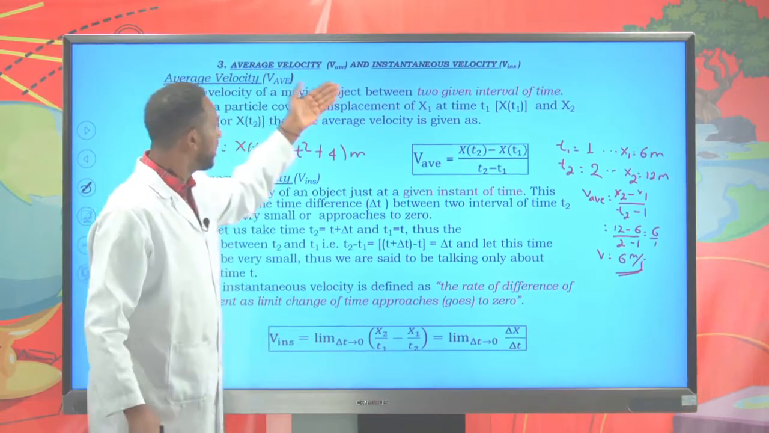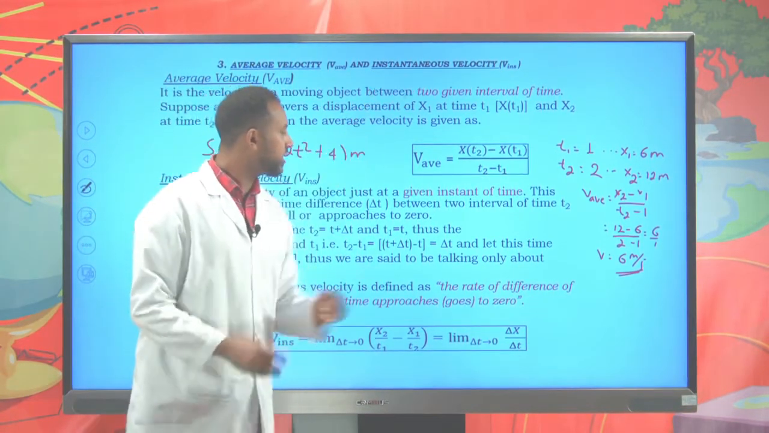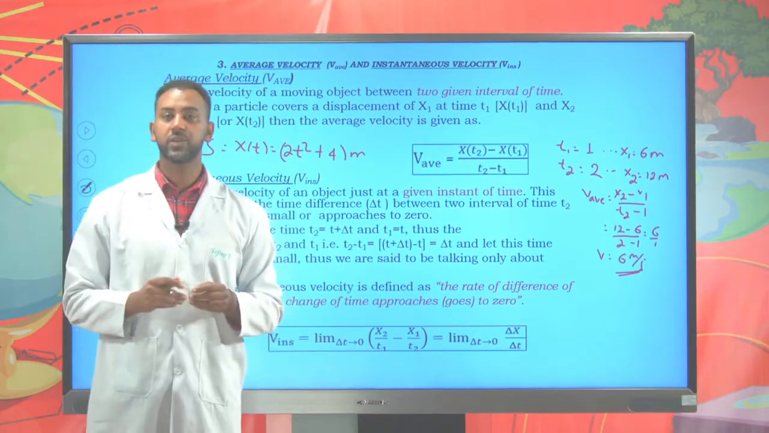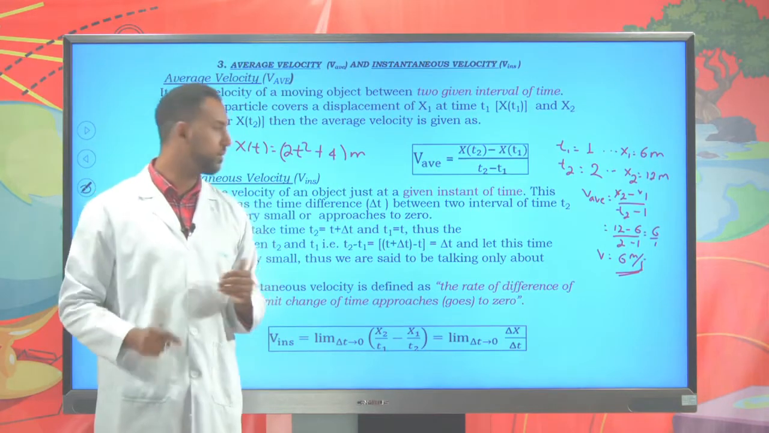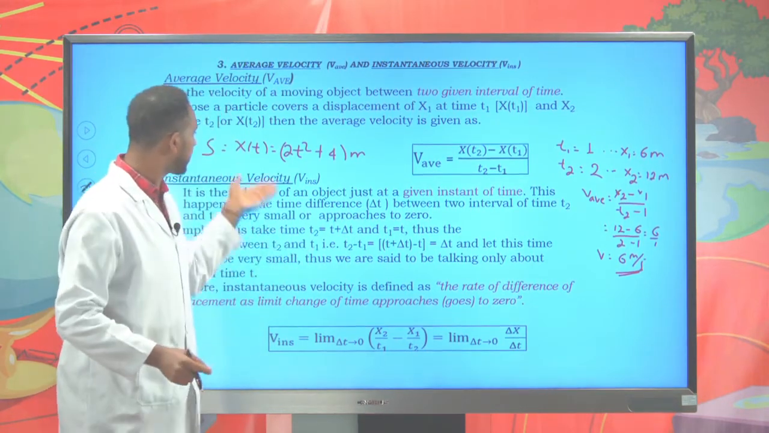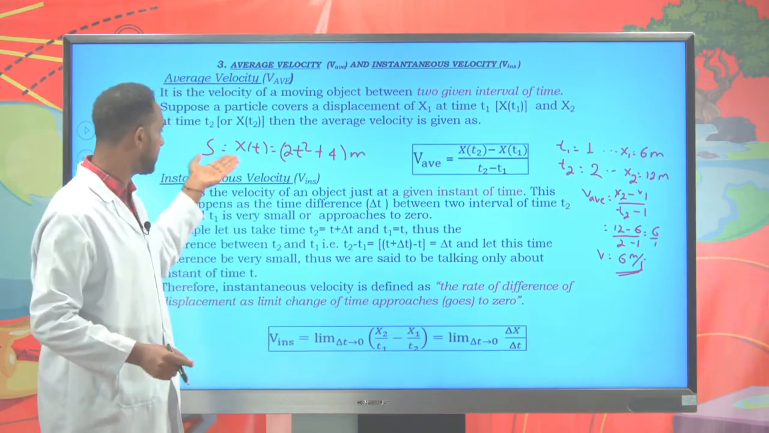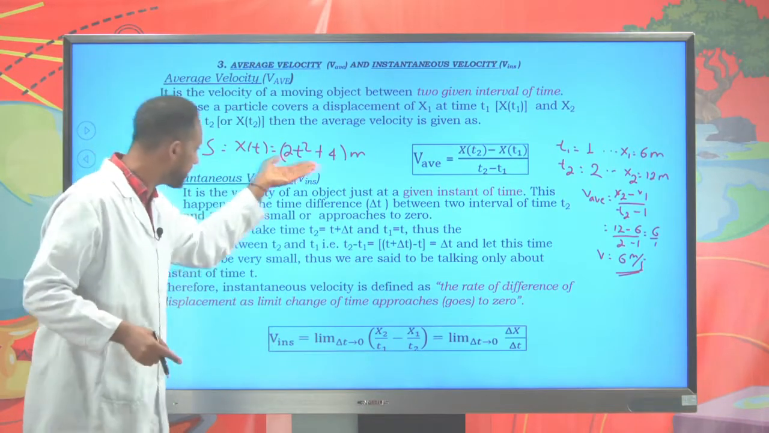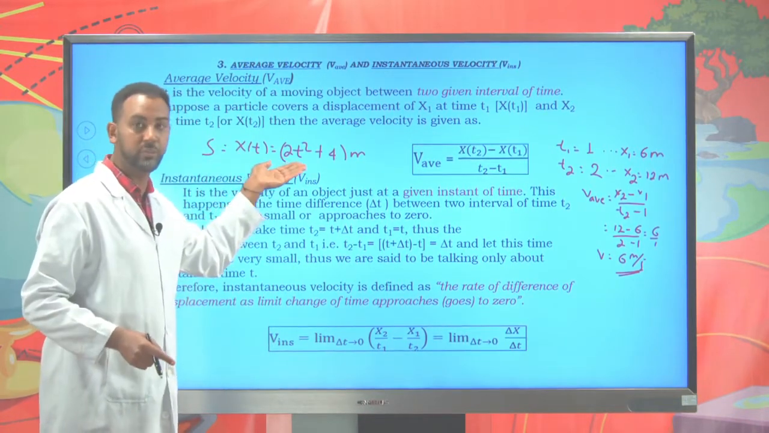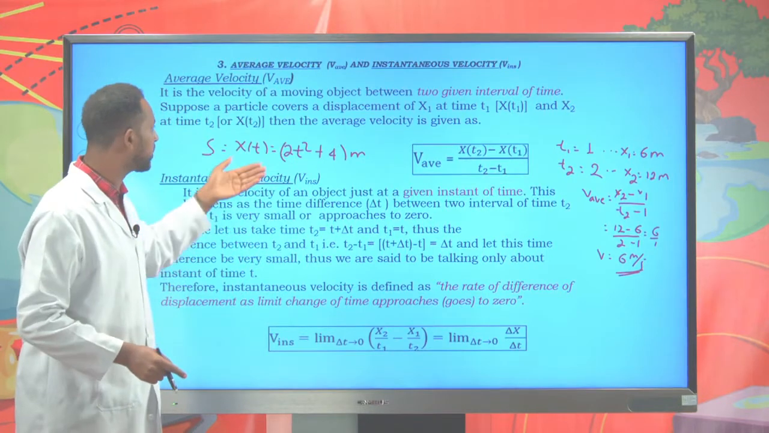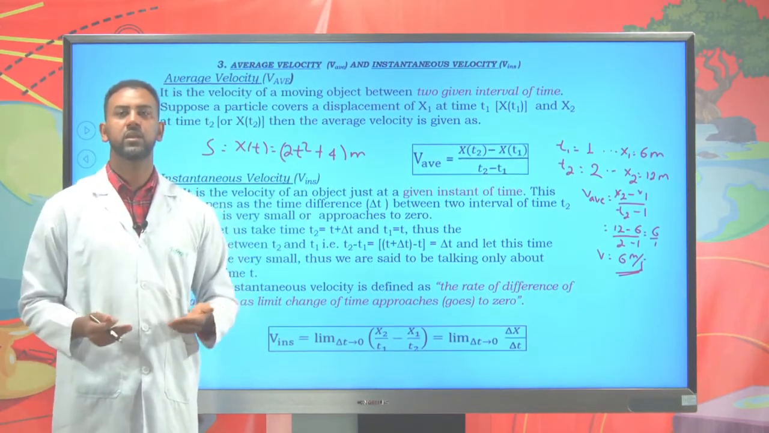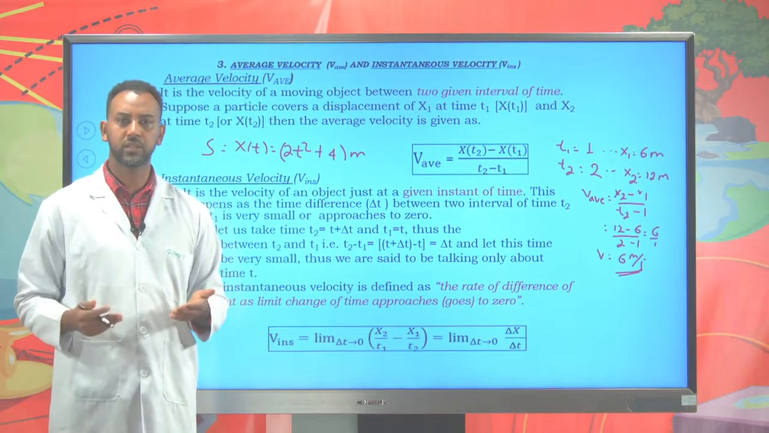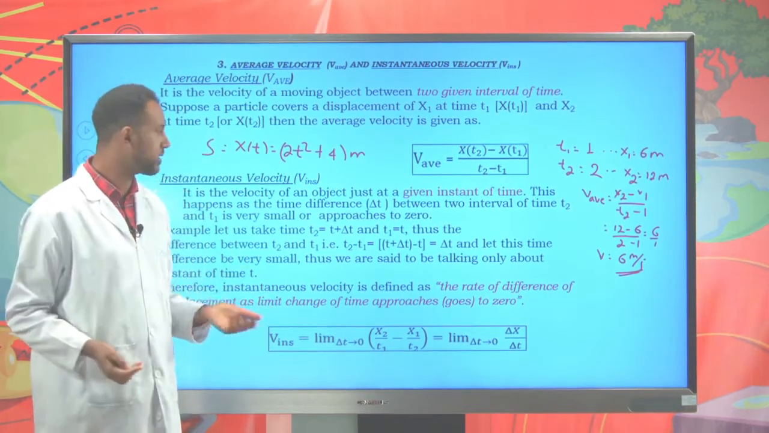Now, when we discuss instantaneous velocity, it is a velocity we are asked for at a given instant of time. Suppose for the question provided above, we have a particle moving with this displacement function which depends on time t. It's possible to find the instantaneous velocity, like what is the instantaneous velocity of the particle at 3 seconds?